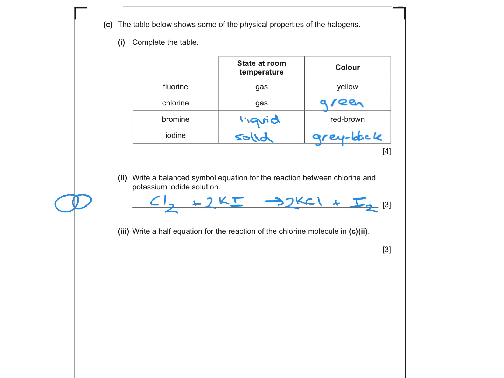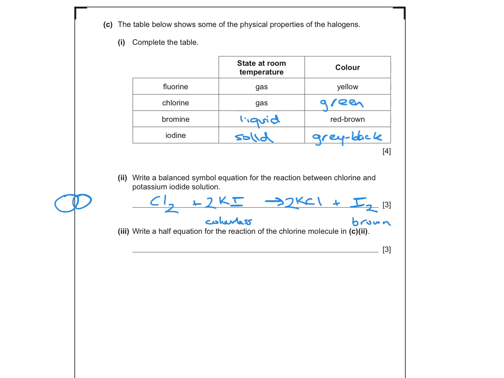That's it. Now, if you were asked to state the colour change, well, potassium iodide solution is colourless, because it's a solution of a group 1 compound. And because you're getting iodine produced, when iodine is in an aqueous solution, it's brown. So the colour change here would be colourless to brown.